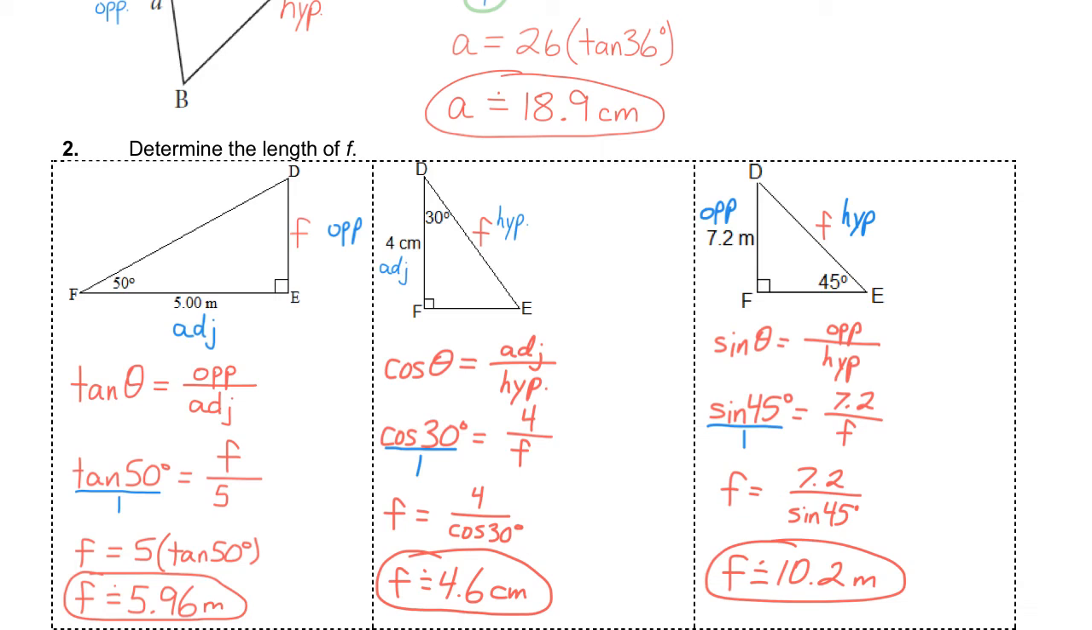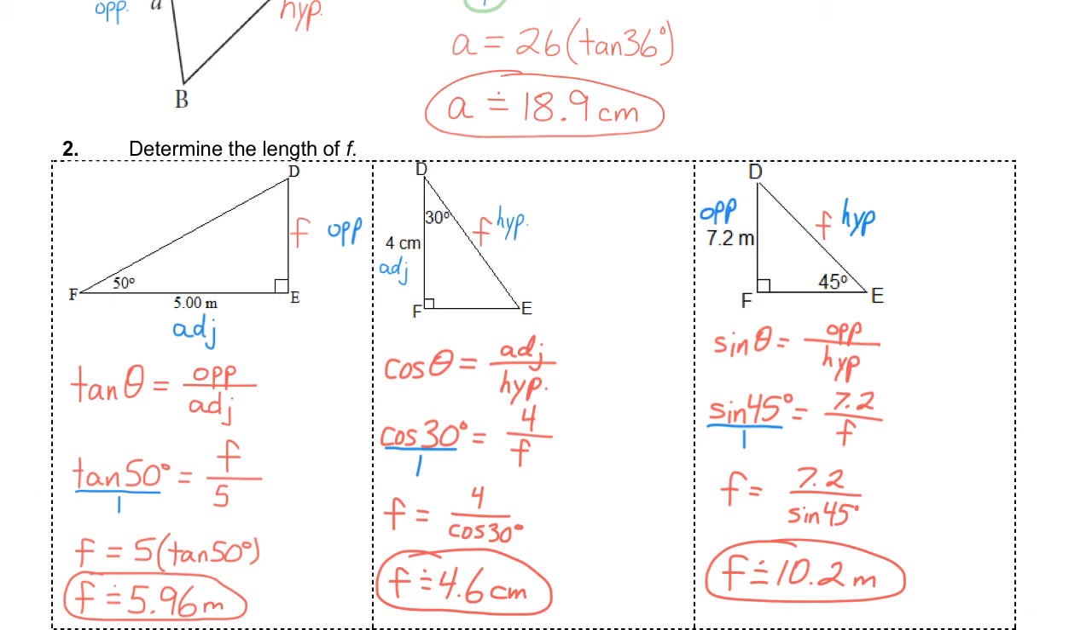For the next one, there's the right angle, that's hypotenuse. There's my angle that I'm using, so that's opposite. The side left over is adjacent. So adjacent and hypotenuse, that's cosine, because cosine uses adjacent and hypotenuse. Fill in what I know. Theta is 30 degrees. Adjacent is 4, hypotenuse is f. So that's where this comes from. It's a fraction over 1, so to solve for f, cross multiply 4 times 1, which is just 4, divided by cos 30. So that's where this comes from. Do that in my calculator, I get 4.6.